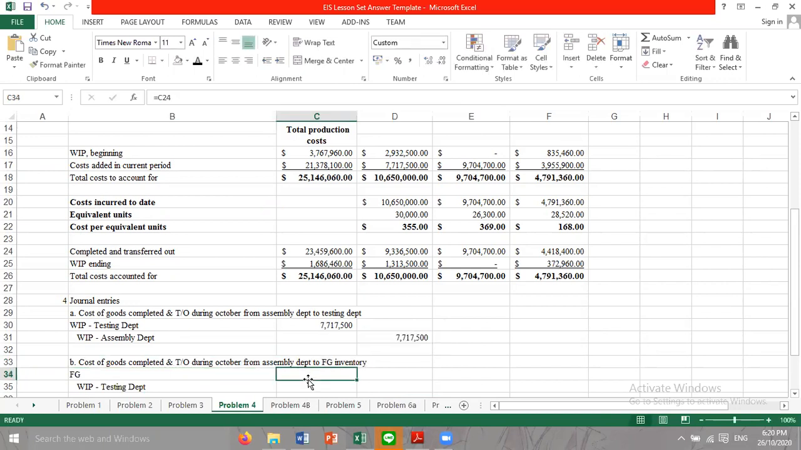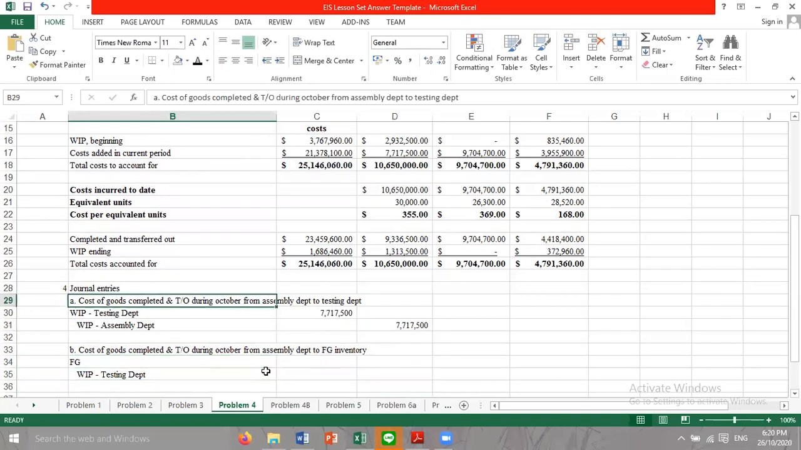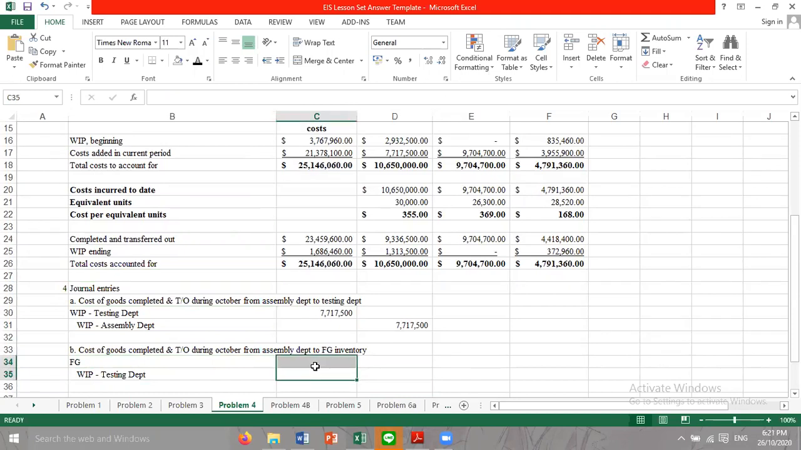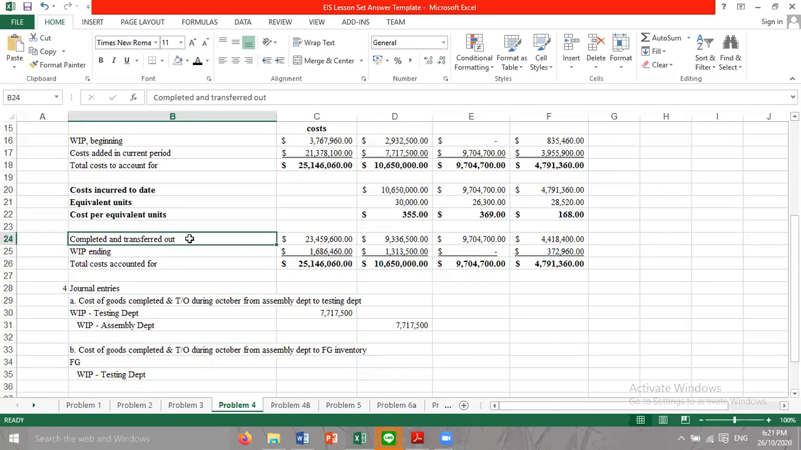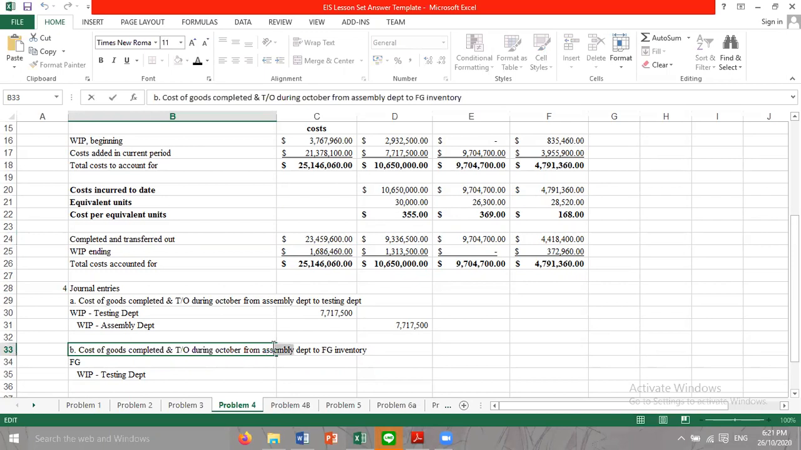Same principle as we record the transfers from work in process inventory in testing department to finished goods. We debit finished goods and we credit work in process testing department. How much is the amount we debit and credit? Well, we debit and credit the amount which is completed and transferred out, or the cost that is completed and transferred out from, oh sorry, this is testing department, from testing department to finished goods inventory.